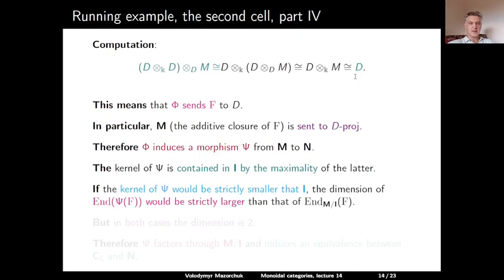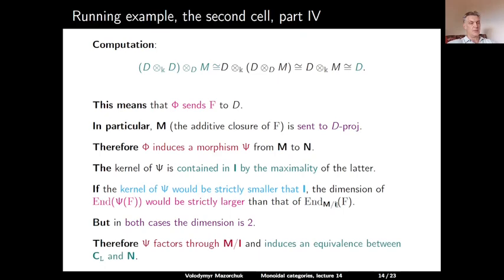If the kernel of psi were strictly smaller than I, then the dimension of the endomorphism algebra of psi of F would be strictly larger than the dimension of the endomorphism algebra of F in the category M quotient by I. But in both cases, the dimension is 2. Therefore, it follows that the kernel of psi is equal to I, so psi factors through M modulo I, and hence induces an equivalence between the cell module and the module N.